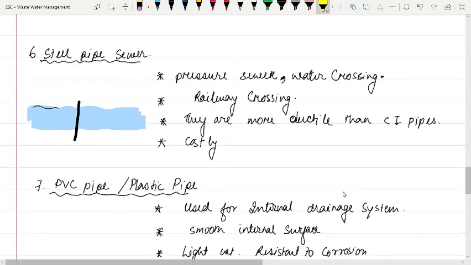Next comes steel pipe sewer. In steel pipe sewer, it can be used as pressure sewer. For water crossing, as we have seen in inverted siphon, and railway crossing, we can provide steel pipe. They are more ductile than cast iron pipes, that is why they can be easily bent. And the problem is they are costly.